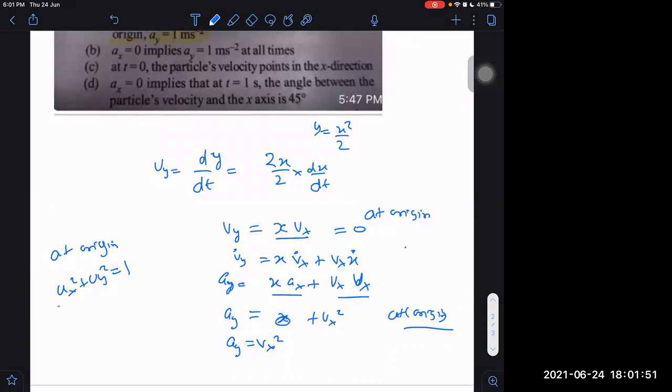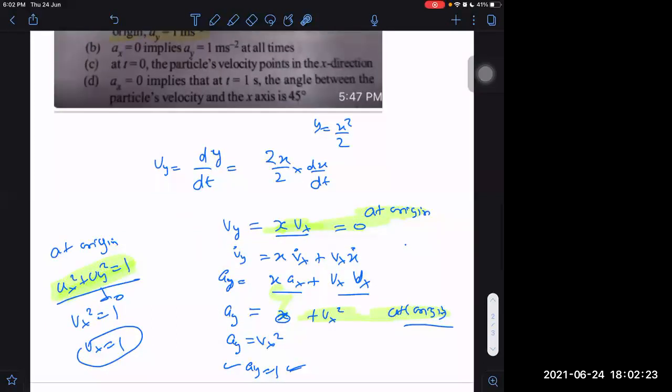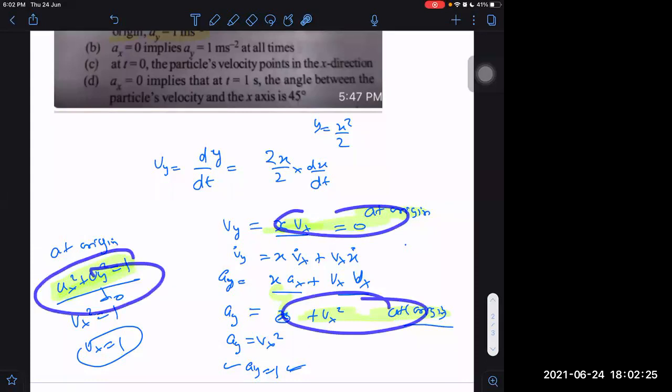Now we can definitely say, if vx square plus vy square is equal to 1 and vy is 0, then vx square is equal to 1. Vx is 1, so ay is also equal to 1, correct. By putting the origin condition here and one more origin condition, this term is 0 and here also this term is 0. And the initial speed was given to be 1. This condition we are also using, but vy we are already getting as 0. So vx is equal to 1, then ay is also equal to 1 at last. Putting all this information together, we finally get ay equal to 1.